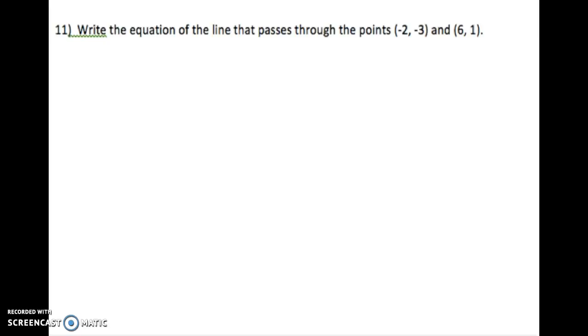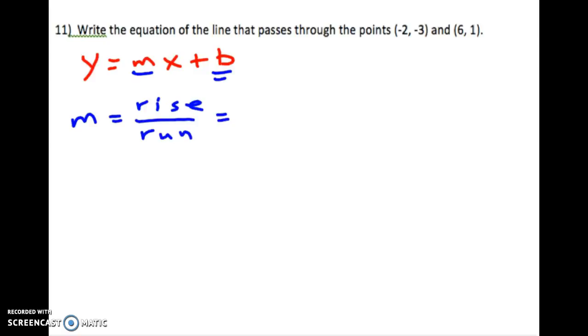Jumping on to 11, probably the toughest one here. Still want to do slope-intercept form. So we're still finding the slope and the y-intercept. For this one, because we're starting with 2 points, we're probably going to want to start with that slope. The slope is rise over run.